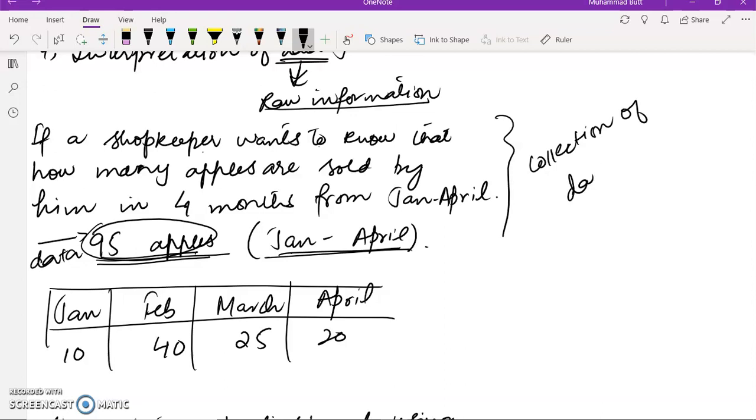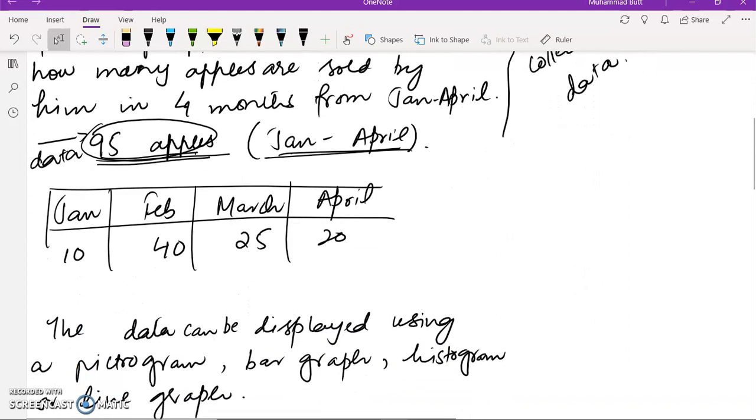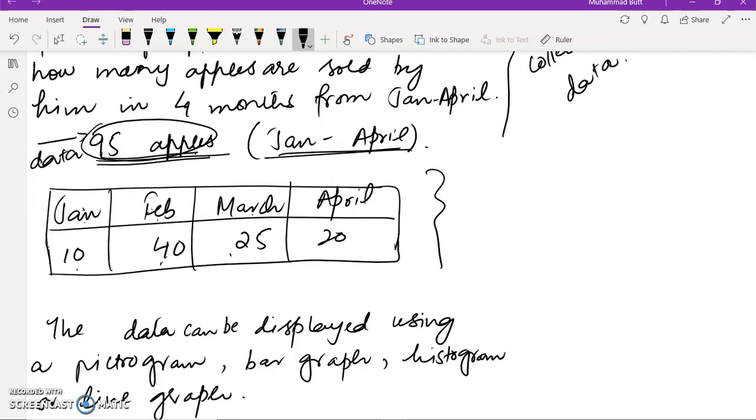We have collected the data for 4 months. This data is then organized according to the number of months by the shopkeeper. Like in January, he concluded that he has sold 10 apples. In February, he sold 40. In March, he sold 25 apples. And in April, he has sold 20 apples. The data has been organized in a table, and this stage is known as organization of data.